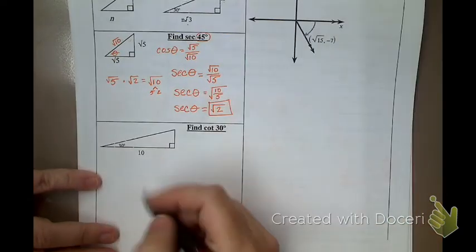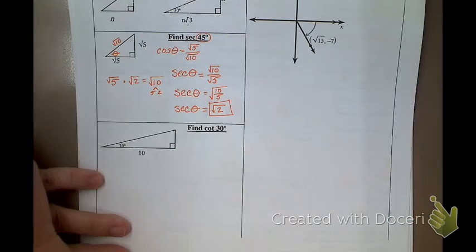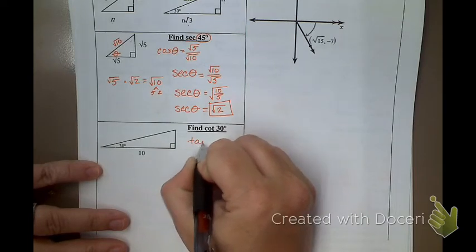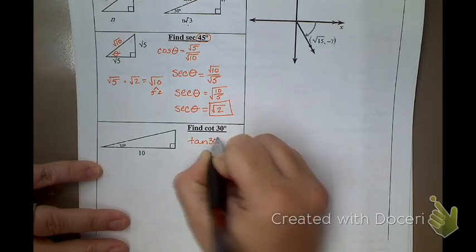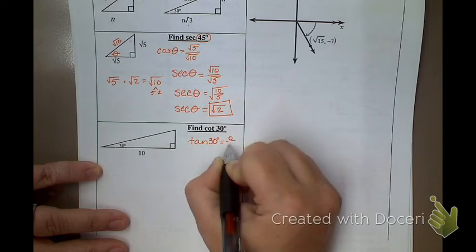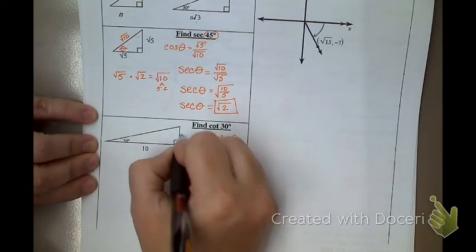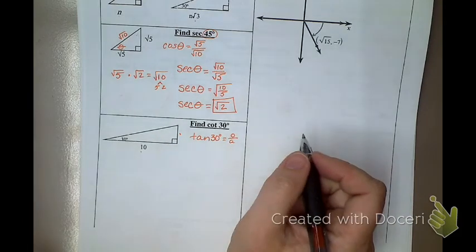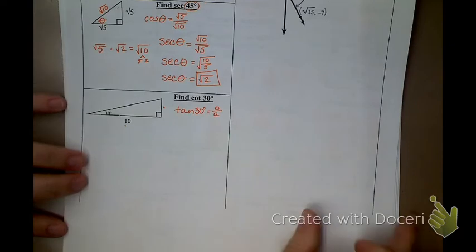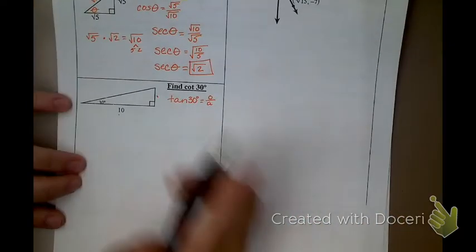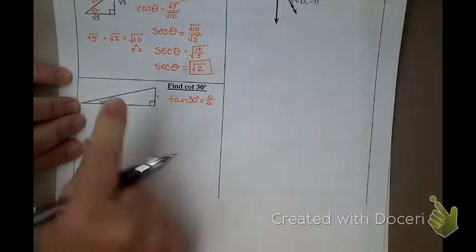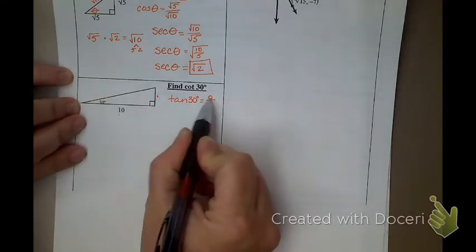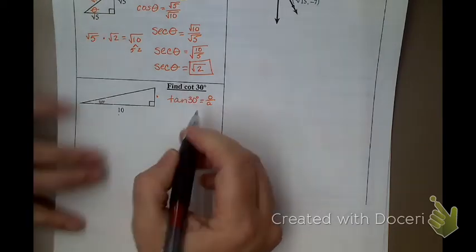Okay? All right, cotangent of 30 degrees. I'm going to start off with tangent of 30 because I know tangent is opposite over adjacent. So it's going to be something over 10. How do I find that something? I need to find this side over here. I actually don't need the hypotenuse for this one because it's not used in the tangent ratio, therefore it's not going to be used in cotangent.